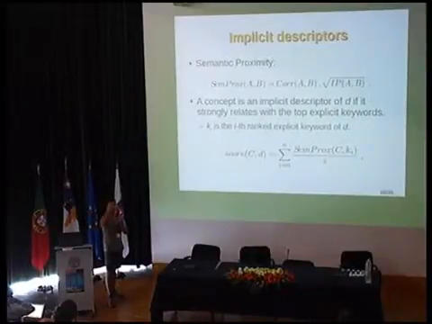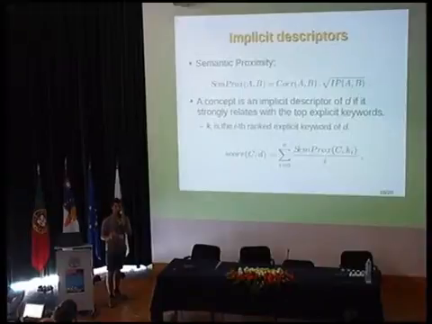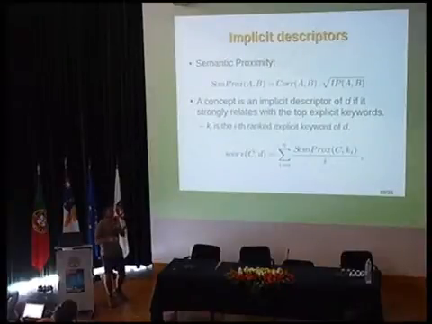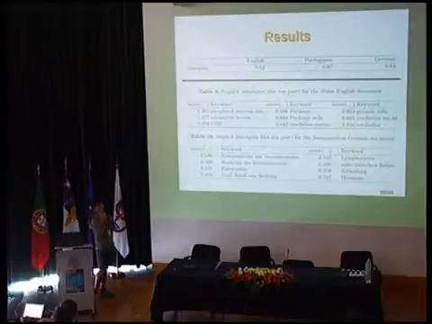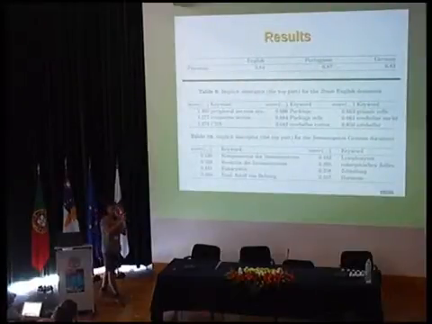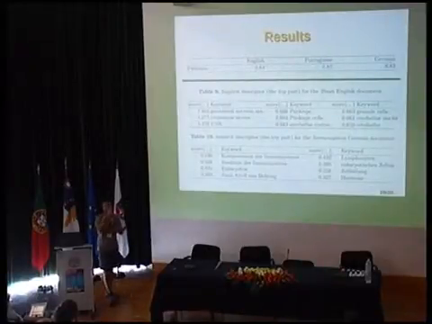The idea is that the more we travel down through the list of explicit keywords, the less the relation matters to the computation of the implicit descriptor. So here are some results. Okay, so we only measure the precision. For English, Portuguese, and German, as you can see, the results are somehow similar.